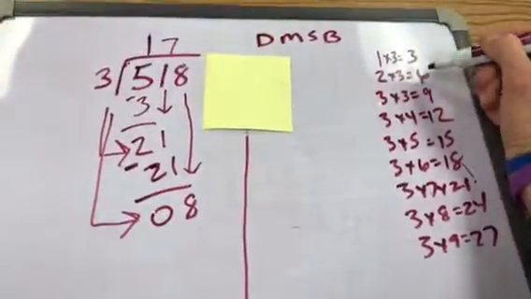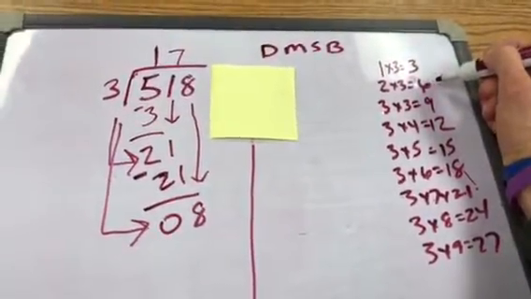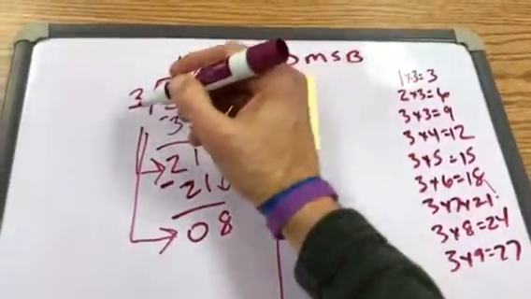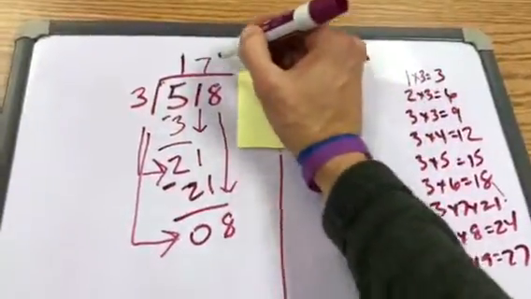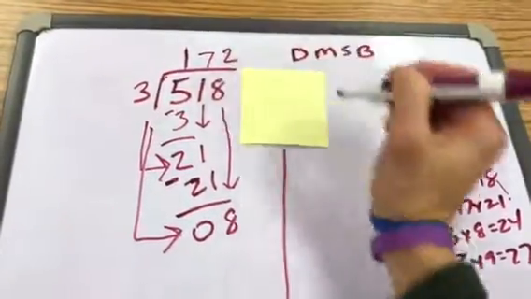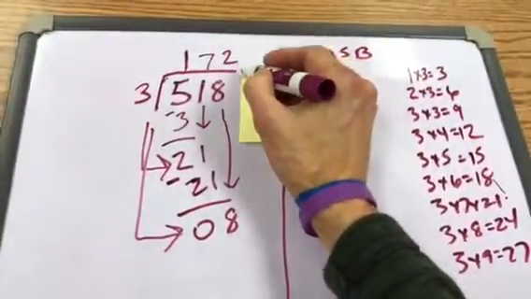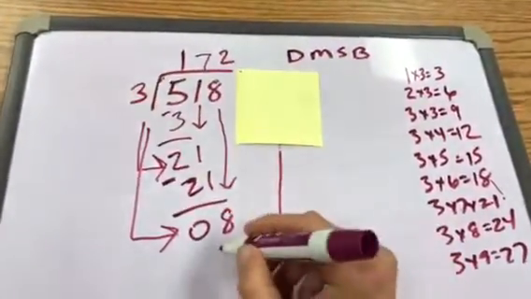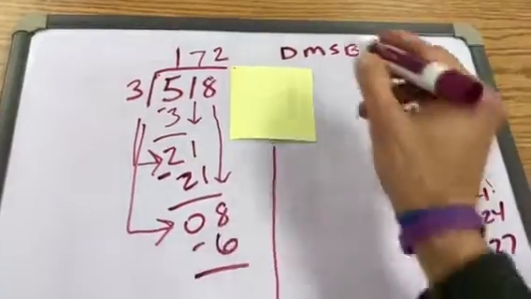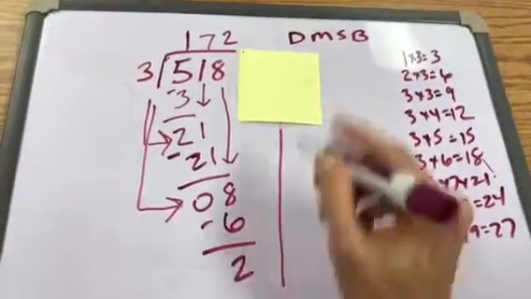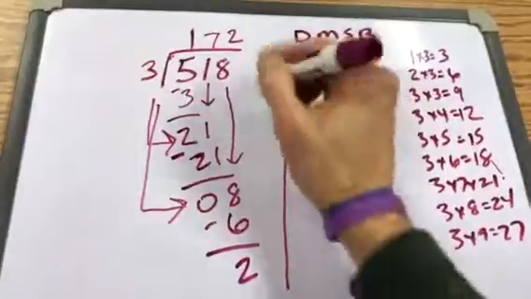I can come over here and see the closest I can get is 2 groups of 3, which is 6. So the answer to the question of how many groups of 3 can I take out of 8 is 2. I write the answer on the answer blank. Next step is multiply. 2 times 3 is 6. I subtract, and that leaves me 2. And I look to see if there's anything left to bring down.